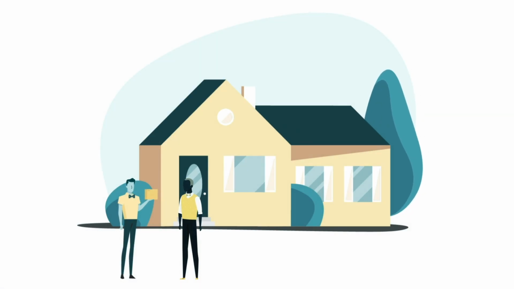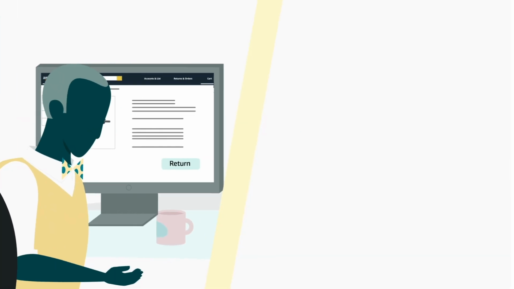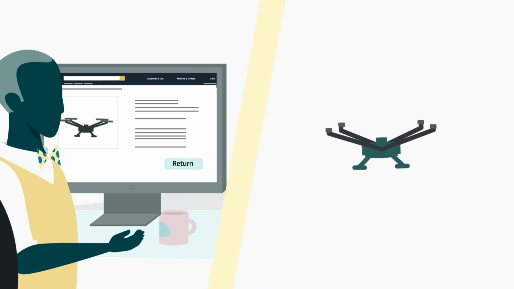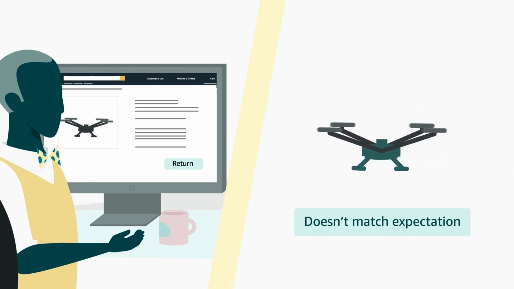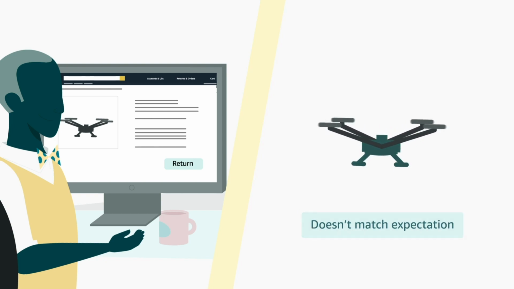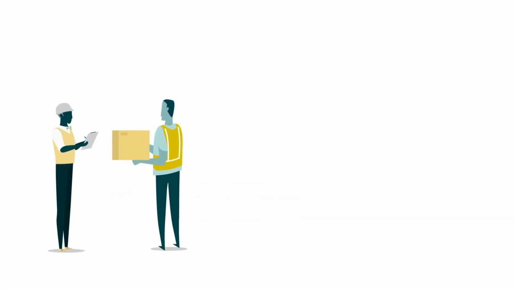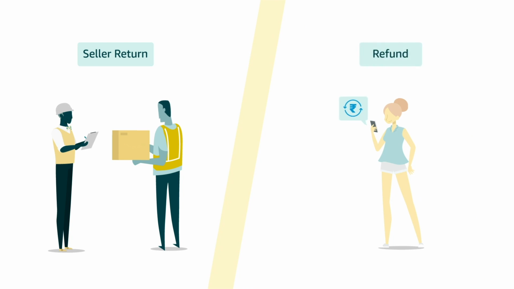Let's take a look at what is a return. Sometimes when a customer receives the product, the customer may want to return because of different reasons, like it doesn't match the expectation, or it may be damaged or defective, and similar other reasons. At such instances, sellers will receive the returned item and customers will be issued a refund.